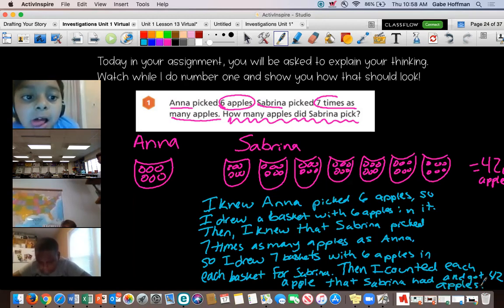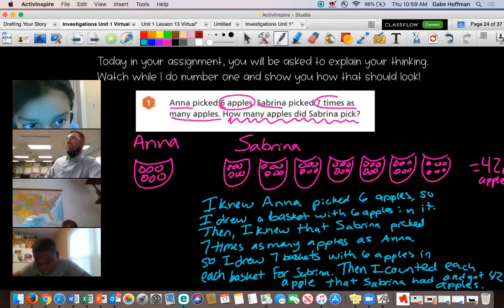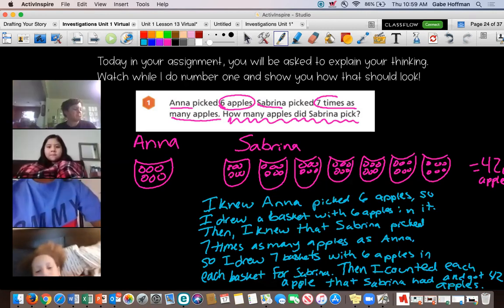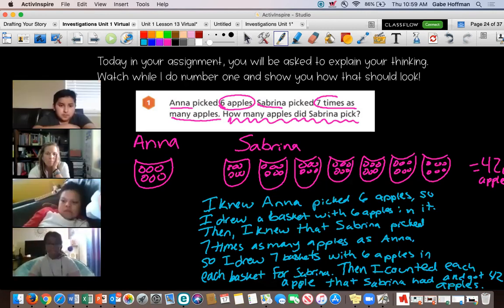So I used my words. I wrote sentences to explain how I solved this problem. I didn't just say, I drew baskets and apples. You've got to say a bit more than that. All right, so when you do your assignment today, that is what we're expecting. Whether that means we want to see you write out your description. So even if you're somebody who usually records your responses, we want to see you write out your answer just like Miss Weibel just did and record.